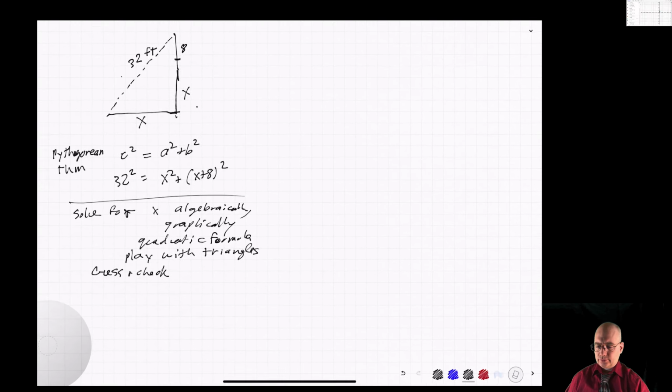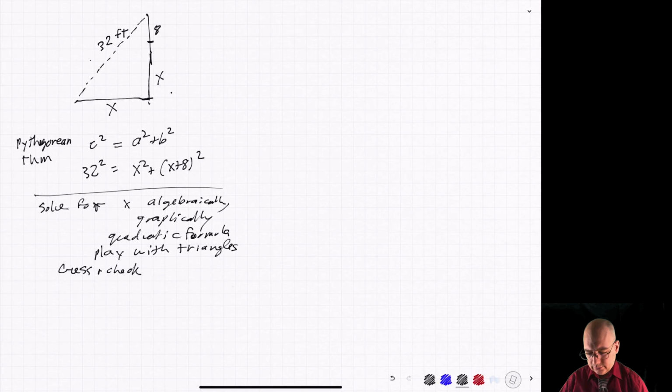Now, what else can we do? Well, we can do this algebraically. That's always fun. Now, because of the stuff I just did, I know that 32 squared is 1024, but I'm going to attempt not to do all that. I just want to leave it as 32 squared because I'm lazy, theoretically. Well, I actually am lazy. So we got x squared, and we're going to have to square out that x plus 8 squared, right?